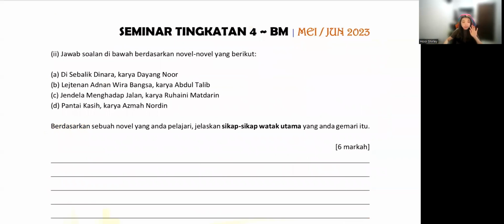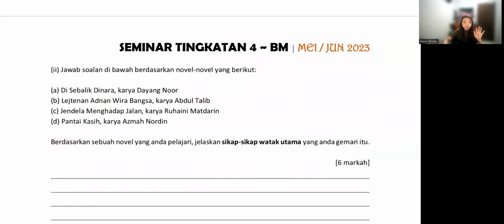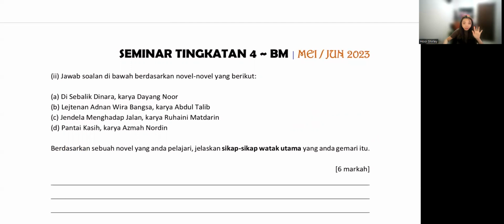Okay, this is the one. This one, jawab soalan di bawah berdasarkan novel-novel yang berikut. You choose whichever you learn according to your zone. So for like Wilayah Persekutuan, we learn Lieutenant Adnan. Okay, berdasarkan sebuah novel yang Anda pelajari, jelaskan sikap-sikap watak utama yang Anda gemari itu. So this is what they want. Okay.